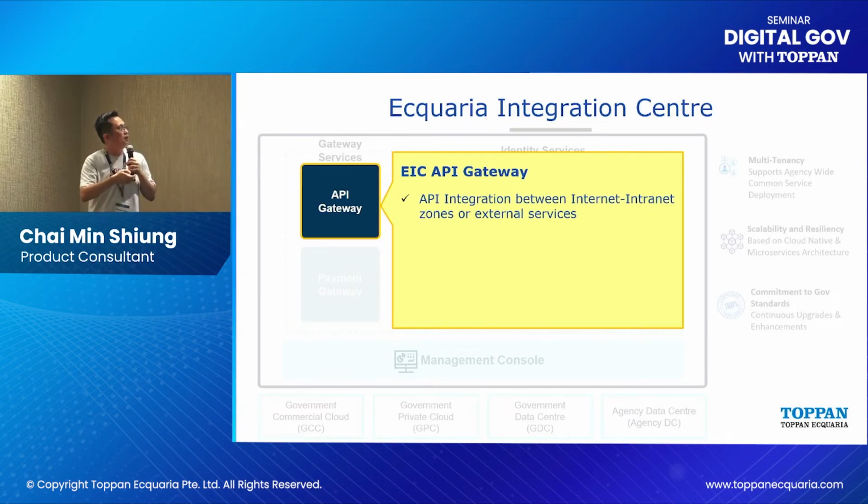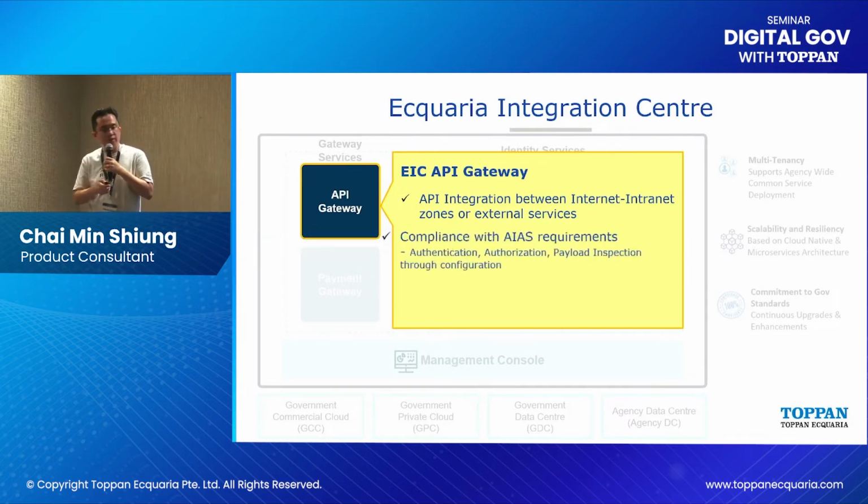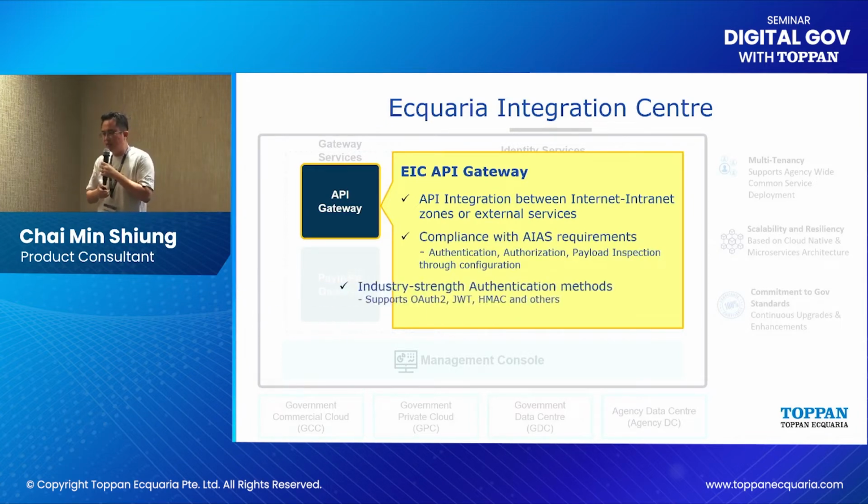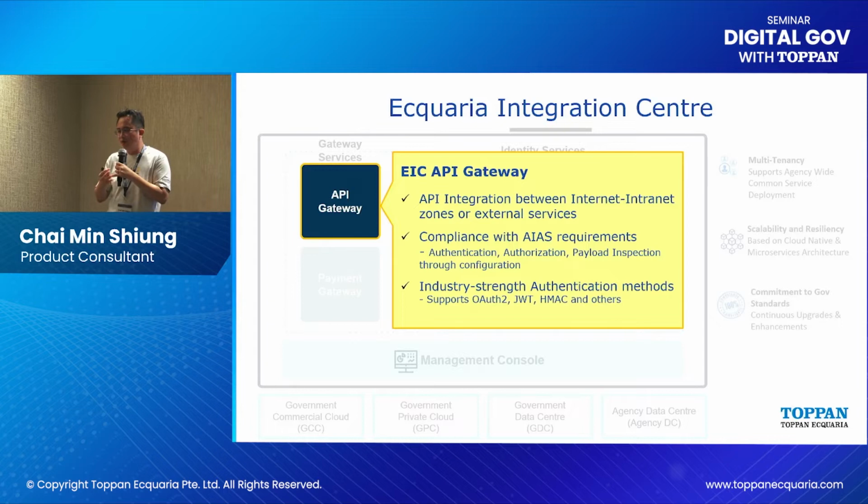So like I said just now, the EIC API Gateway is for cross-zone integration between your internet and intranet zones. So besides the architecture, AIS requires that all API integration that takes place across the different zones pass through the integration tier component with the following requirements. It has to fulfill authentication, authorization, and payload inspection. So what does this mean? Let me explain. So first, when someone makes an API call, it has to fulfill all these three requirements.